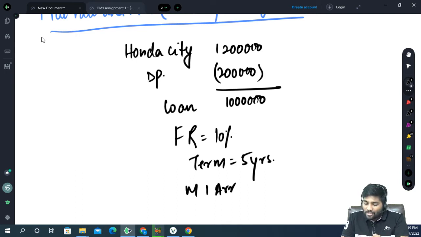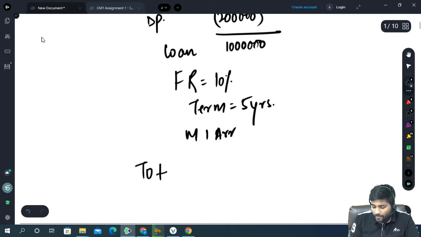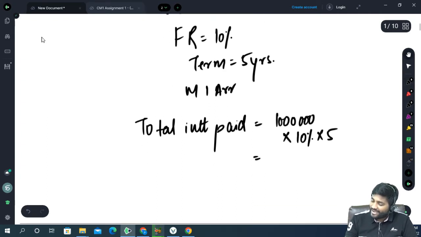Okay. What is the loan amount? 10 lakhs. And if the flat rate is 10%, what does this flat rate mean? The interest is charged on the whole loan amount, which is 10 lakhs, for the whole term of the loan, which is 5 years. So we can calculate the total interest paid. The total interest paid is 10 lakhs into 10% into 5. What is it? 5 lakhs.